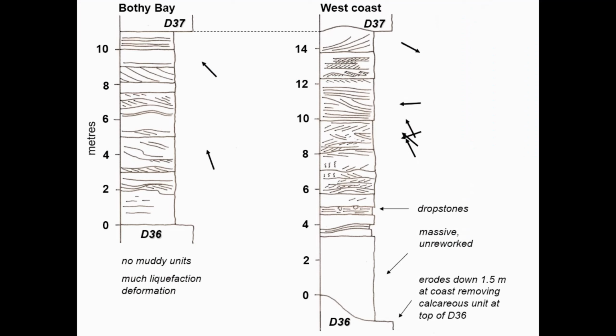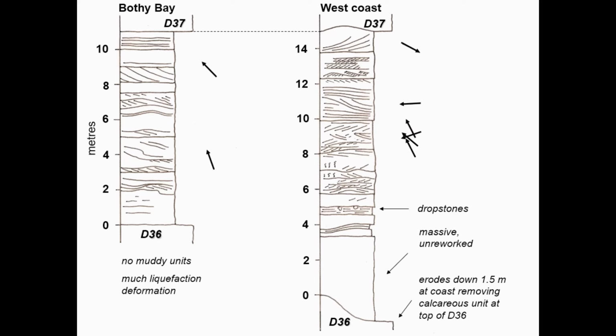So looking at the logs from the two sections, I've shown you examples of the one on the right hand side, the west coast one. There's the big event bed at the bottom, eroding down 1.5 metres into the underlying diamictite. There you can see where the drop stones are.